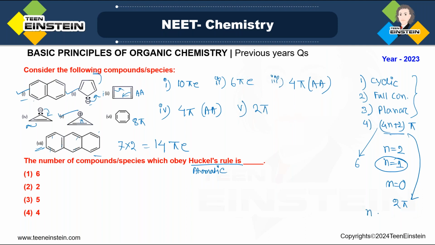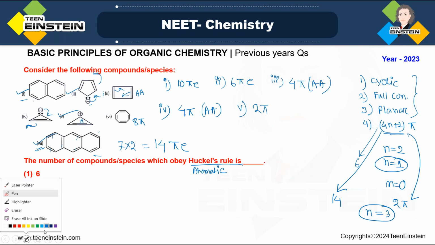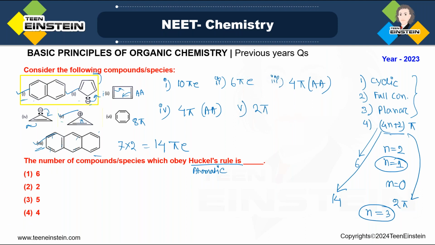Why? Because now when you put n value as 3, 4n plus 2 becomes 4 into 3, 12 plus 2, 14. Now this is also planar, cyclic, full conjugation is possible. That means this will also be counted as aromatic. So ultimately what are we getting? We are getting 1, 2, 5 and the last one which is 7. Okay, so 1, 2, 3, 4. 4 should be the correct option. Total 4 species. It is an integer, but the integer you have to find from the options. So after all, it is an MCQ type of question.